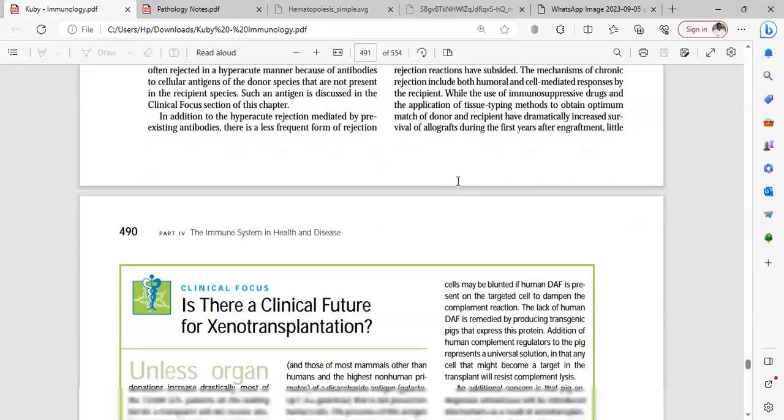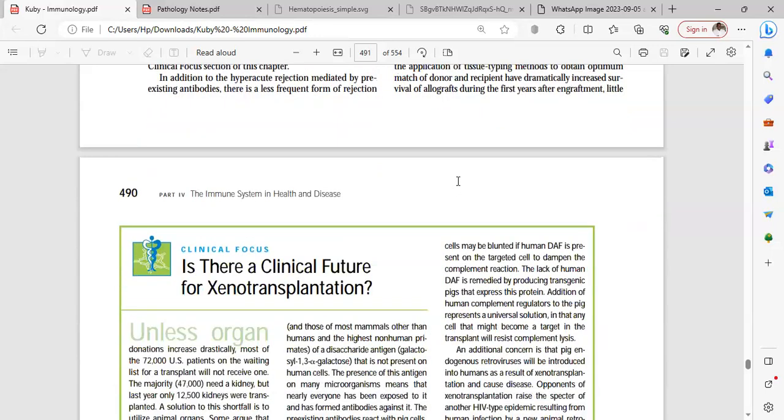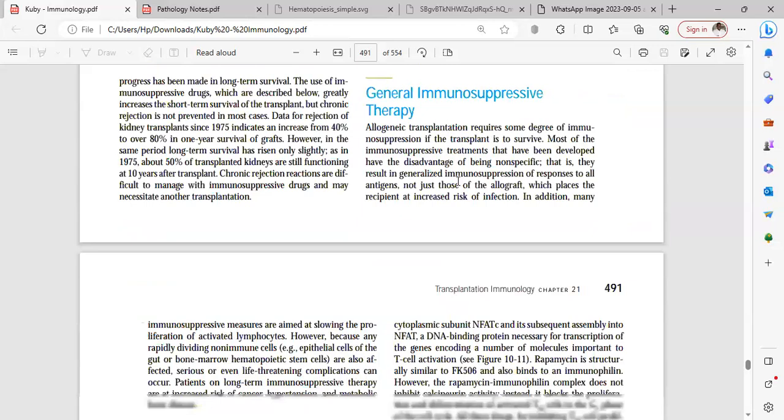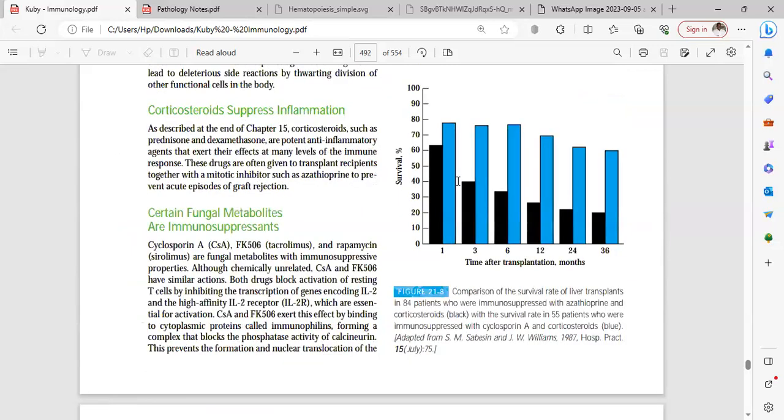So that will be the end of this discussion on transplant immunology.